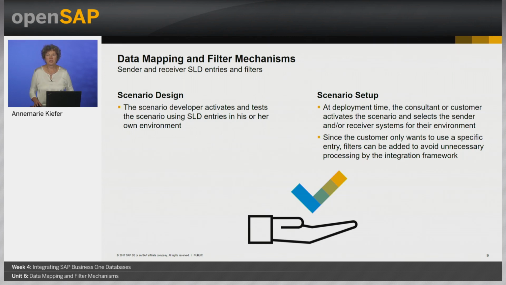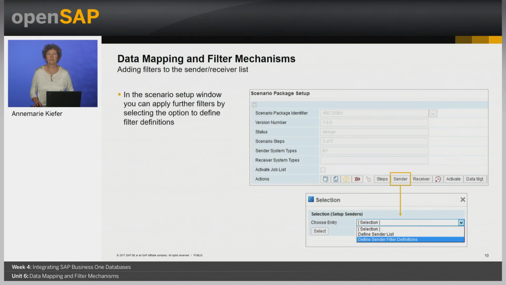In our scenario design, we have already filtered purchase orders and filtered the sender system, OEC1. With these filters in place, however, the integration framework will process all purchase orders originating from OEC1. But we want to process only purchase orders for supplier V22222.